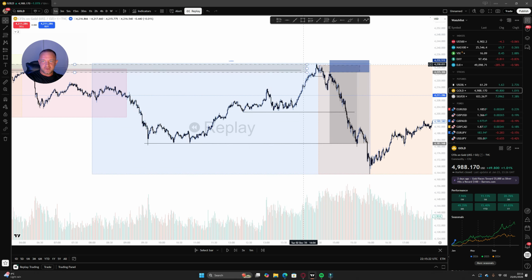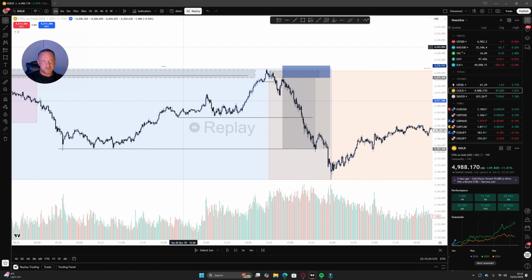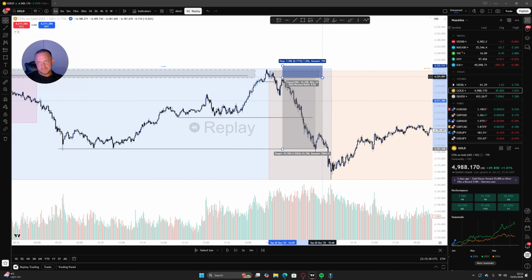It's a perfect example of a setup. 1 minute time frame. You already know in the 1 hour where the liquidity is. You know in the 5 minute where the liquidity is. Now you're in the 1 minute and you've spotted the market structure shift. You've identified an area of interest, and you've taken your sell.